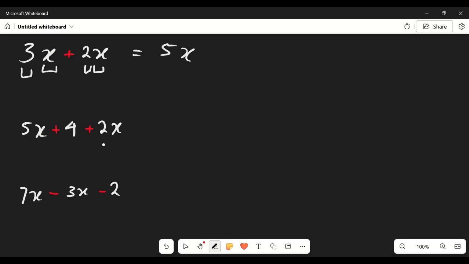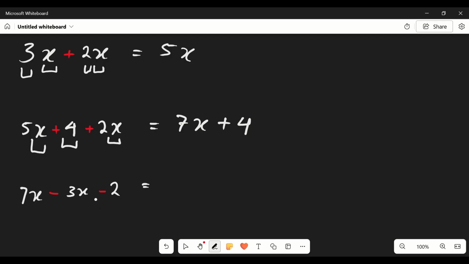5x plus 4 plus 2x. This has the same variable as this, so we can combine these two. We get 5 plus 2 is 7, and we put x, and there is a constant, which is not with x, so we add 4.